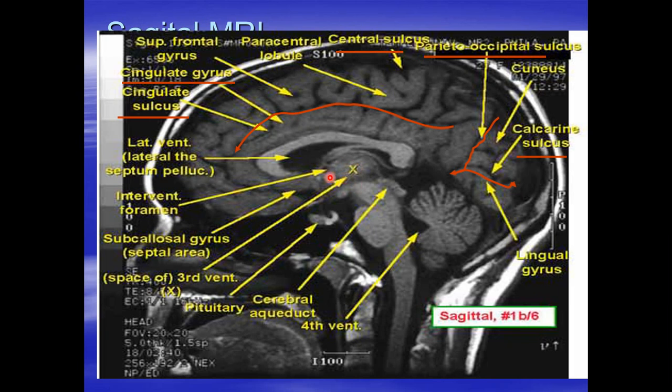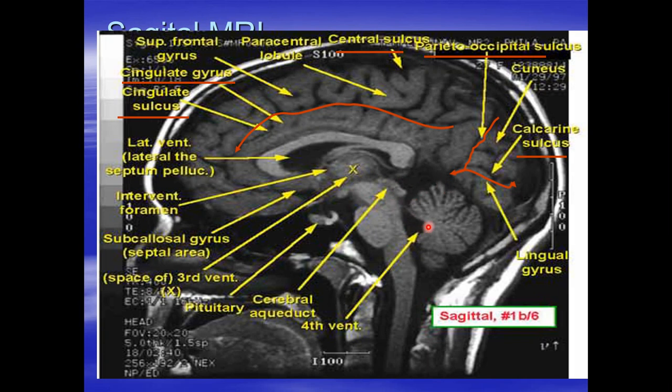And then the CSF from the third ventricle will flow into the fourth ventricle via this very thin line, which is the cerebral aqueduct of Sylvius. You can see posterior to it are the colliculi, and anterior to it is the brainstem. This is the tectum containing the superior colliculus and inferior colliculus, and here we have the tegmentum of the midbrain, which is part of the brainstem.